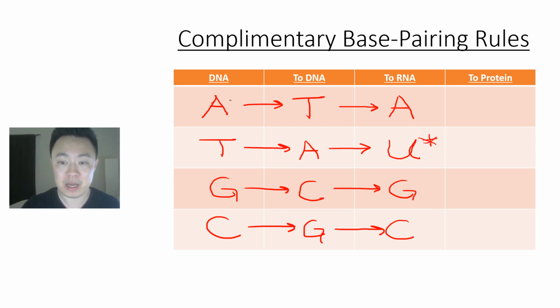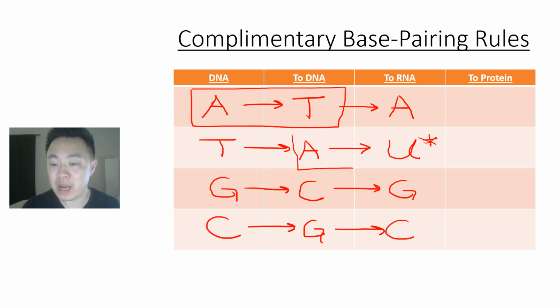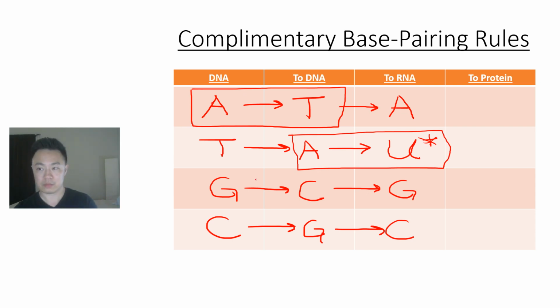And that's different because if you have DNA to DNA, for every letter A that it sees, we'll get T. But when it goes from DNA to RNA, for every letter A that it sees, we get the letter U. And you're going to need to know these rules.